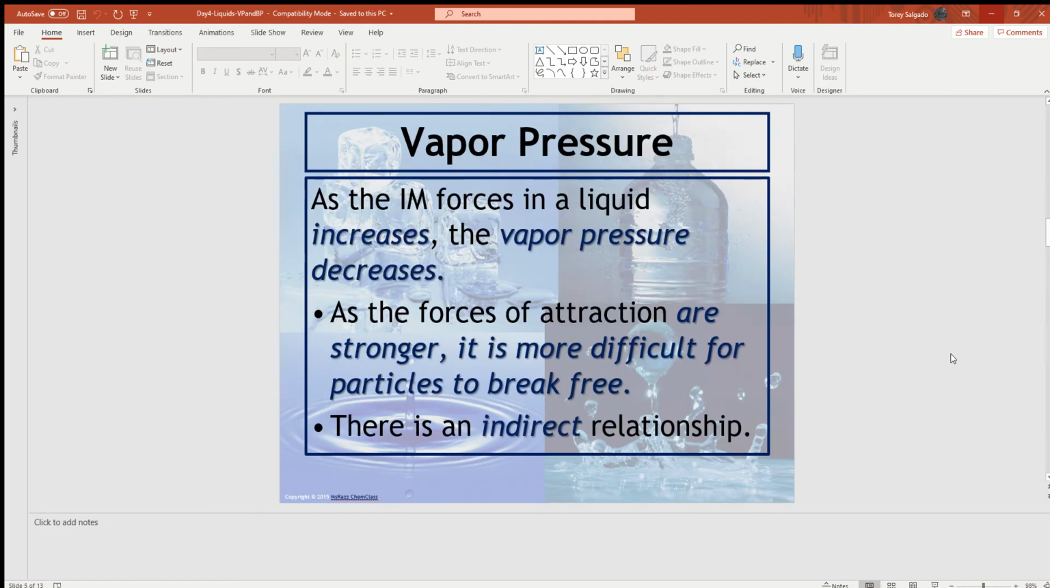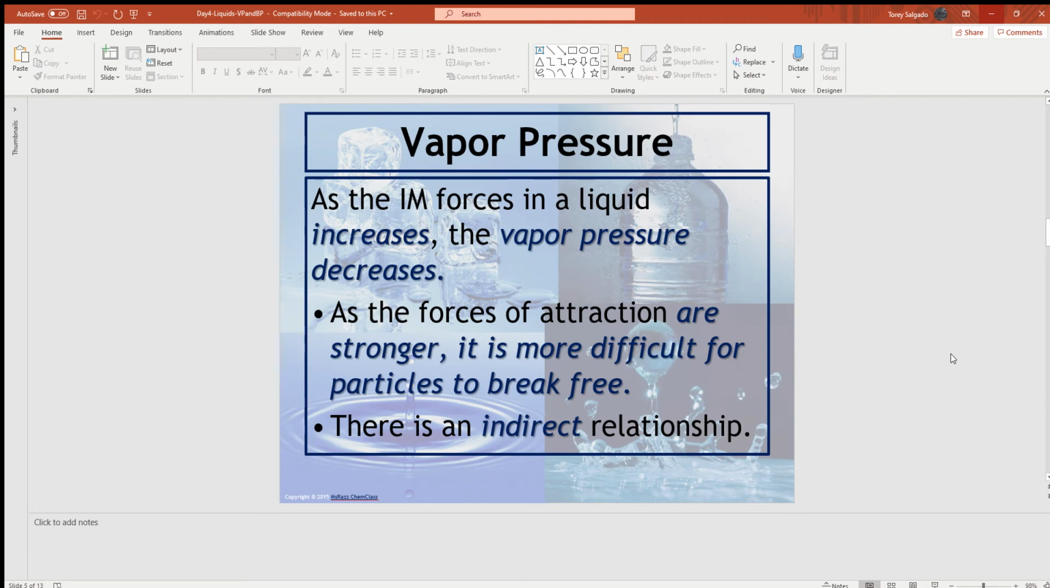Next up, let's talk about what vapor pressure has to do with IM forces, intermolecular forces. As the intermolecular forces in a liquid increase, so those attractive forces between the liquid particles, the vapor pressure will decrease. The more sticky those liquid particles are, the harder it is to get them to change into a gas. If they're not changing into gas particles, that vapor pressure is going to decrease. Everything's going to want to stay a liquid, nice and sticky. They have high intermolecular forces.